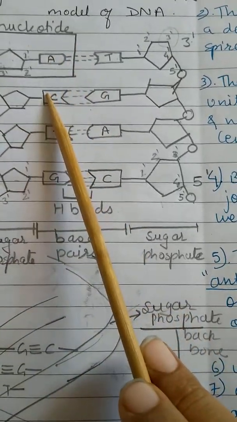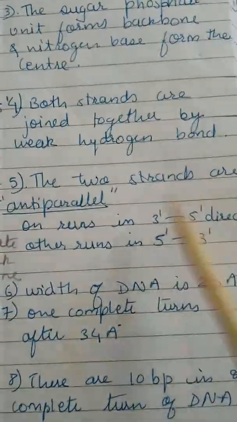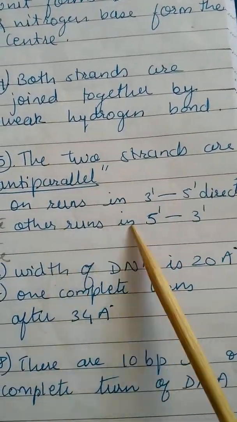Then fourth, both the strands are joined together by weak hydrogen bonds. These are the hydrogen bonds between them. Between adenine and thymine there are two hydrogen bonds, and between cytosine and guanine there are three hydrogen bonds, which are weak hydrogen bonds.